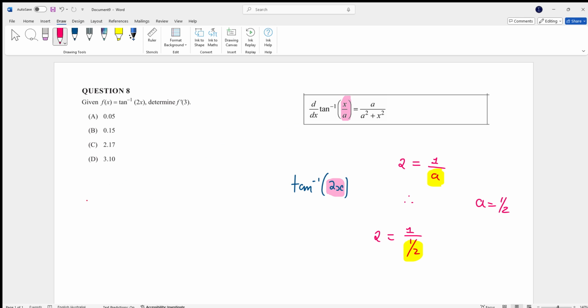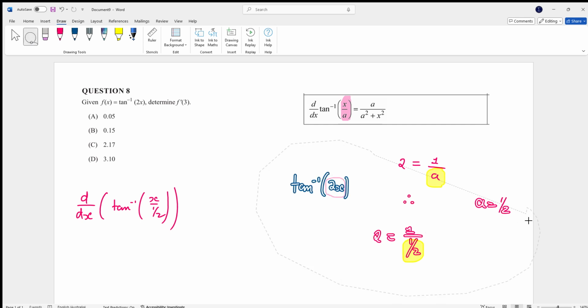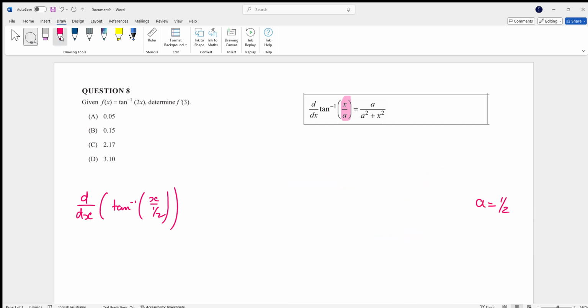So realistically, we're being asked to differentiate tan inverse x over a half. Now that becomes a little bit easier to use, because now we know exactly where the pieces are going to fall into the formula. So here what we do is just sub it in. So at the top there, you're just going to have the a, which is a half, divided by a squared. So it's going to be a half squared plus x squared.